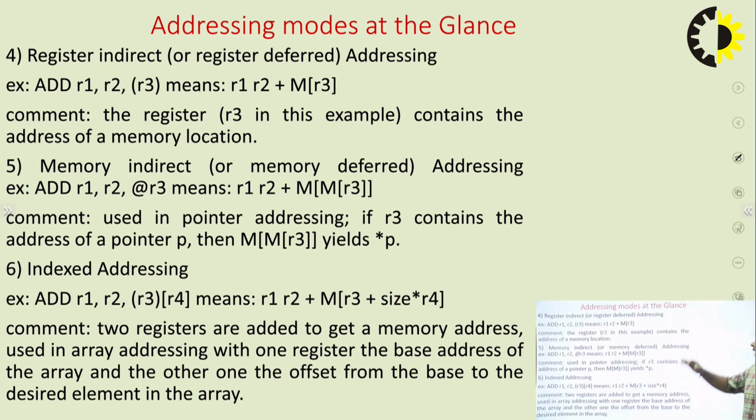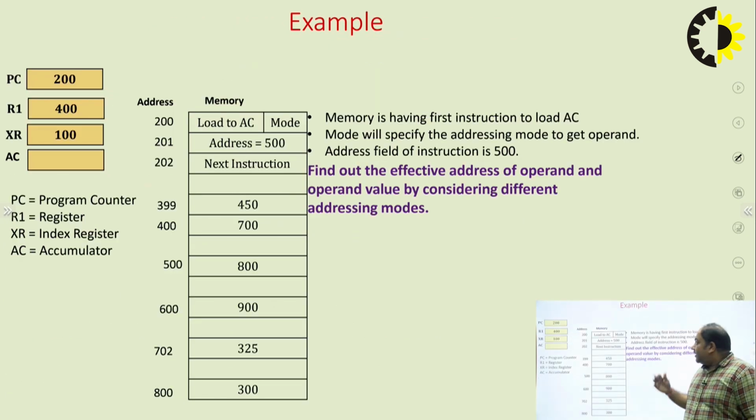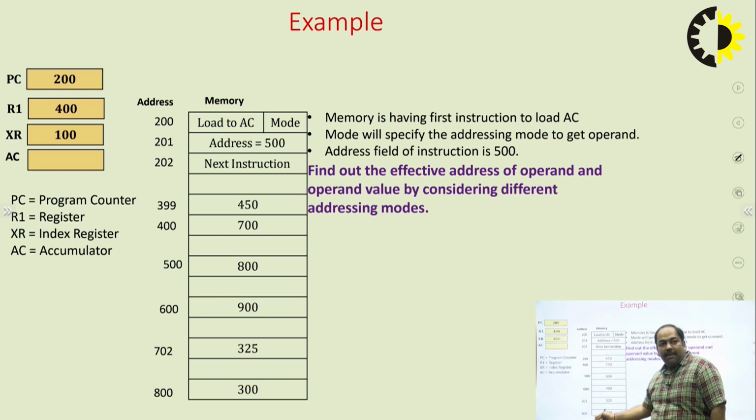Now we will understand how these addressing modes are executed by solving an example. Let us consider an example in which the value of the program counter is 200, the register value is 400, the index register is 100, and the accumulator at the initial stage is 0. This is the memory reference in which we first load the instruction, then we point to the other instruction. This is the address in the memory.